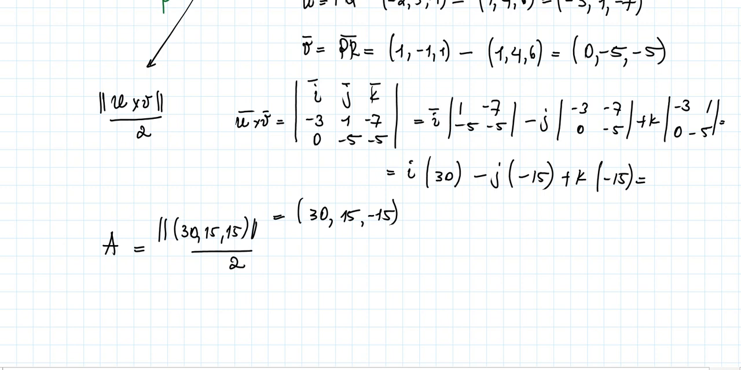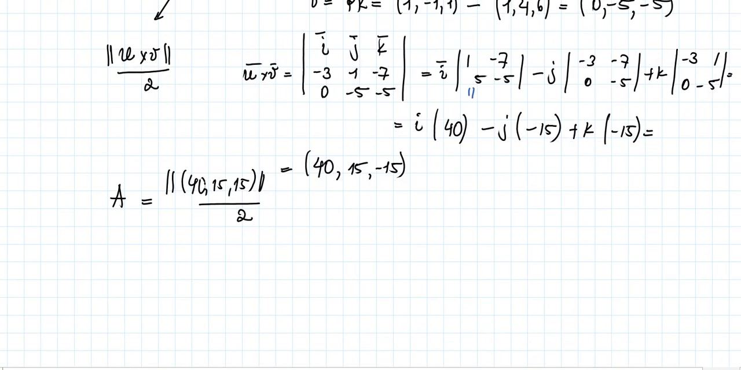Oops, sorry. So here we have 40. I have a mistake here, 40. Because the determinant of this matrix is going to be equal to, here is -5 as well. It's going to be -5 minus 35, sorry.